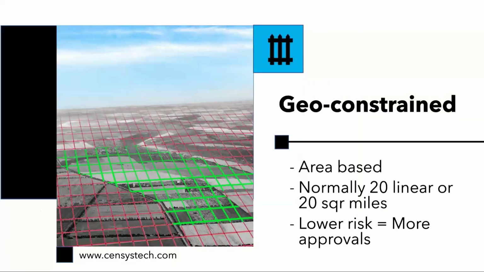So, two different kinds of BVLOS waivers at a high level. You talk about geographically constrained waivers and non-geographically constrained waivers. Geographically constrained is exactly what it sounds like. It is area-based, kind of like this graphic shows. Normally, Census constrains that to 20 linear miles or 20 square miles. Obviously, it is lower risk. There's a lot more approvals for geographically constrained areas. Census has 15 of them.